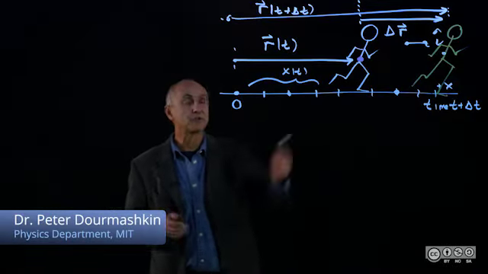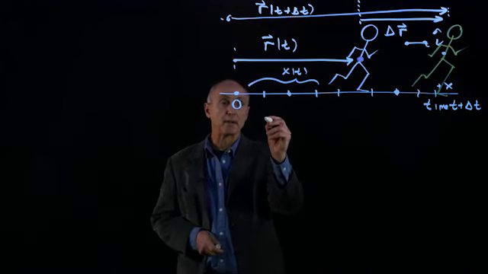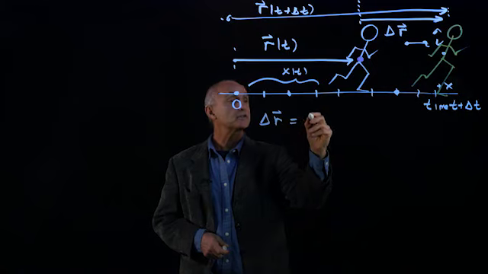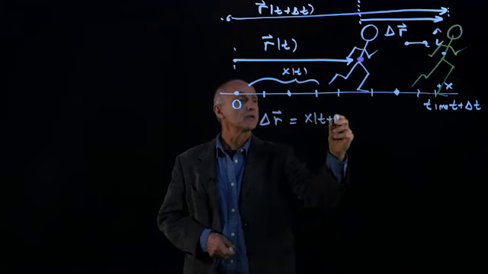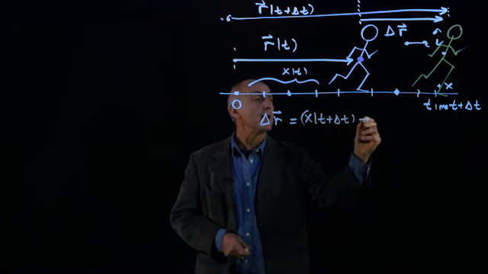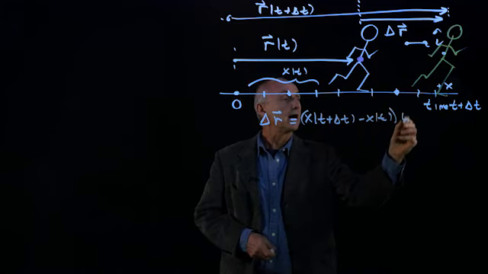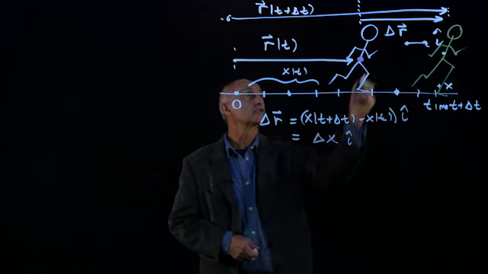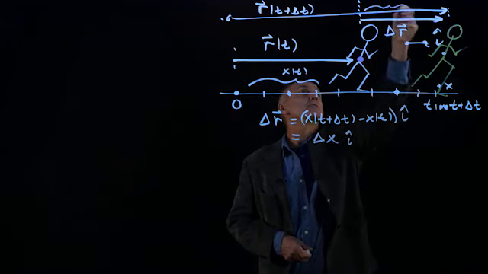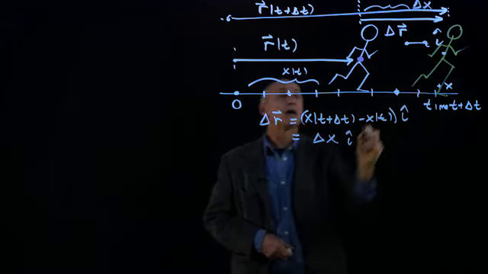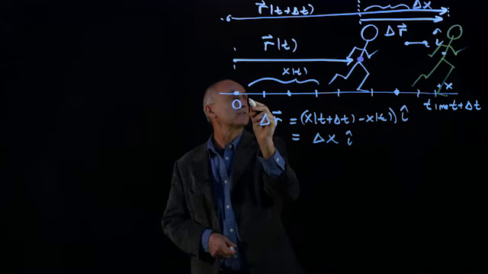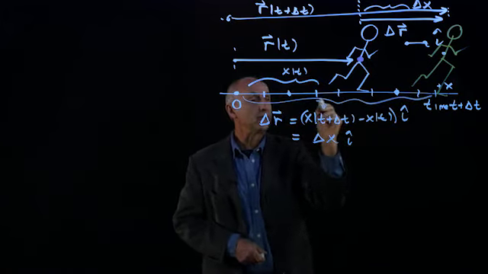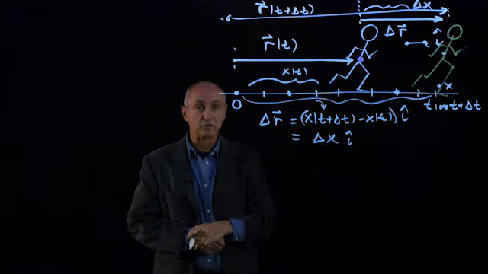Now that we've described the displacement of our object, remember that our displacement vector delta r in this time interval was x of t plus delta t minus x of t, i hat, which we denoted as delta x i hat. Now let's just remind ourselves that this distance here, that's delta x, and this whole distance from here over to there, that's what we mean by x of t plus delta t.